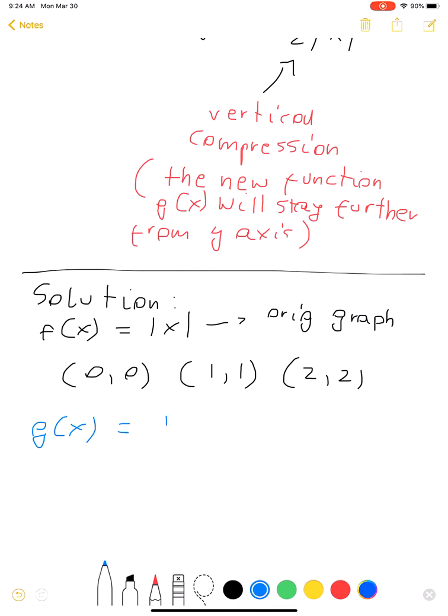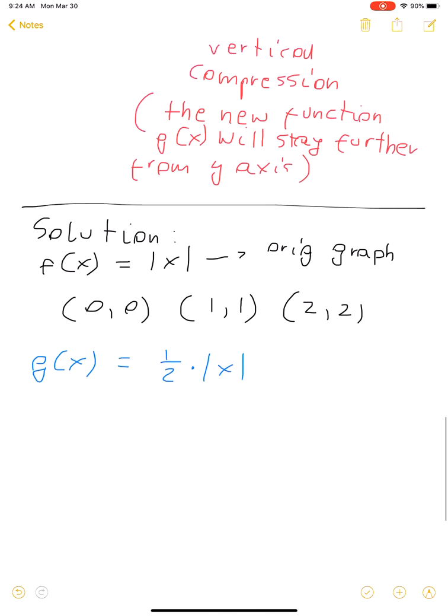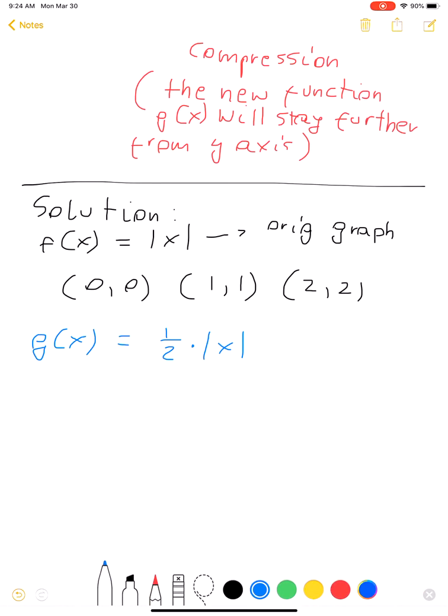which is 1/2 times absolute value of x. So this is how the points will behave. So no changes regarding x's. So I'm using the same x coordinate equals 0. So we're having x still equals 0. However, the original y coordinate will be multiplied by 1/2. So we're going to have 0, because 0 times 1/2 is 0. Then the next point, we're still going to use 1, because we're using the same x coordinate.